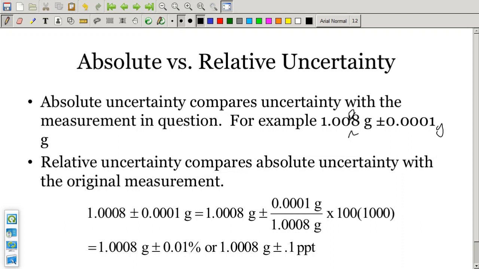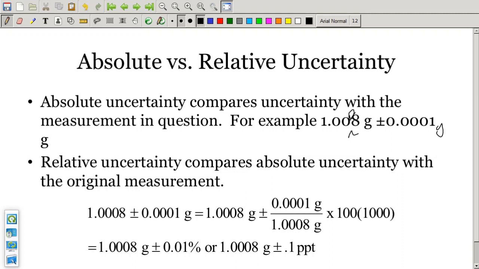But absolute error is always set by the instruments usually, okay? In other words, you read a burette, you know you're going to read the volume to the nearest plus or minus 0.01 or 0.02 milliliters, depending on how the burette's calibrated. Same with the balance, okay? Those are absolute errors because they match the measurement. The units match the measurement.